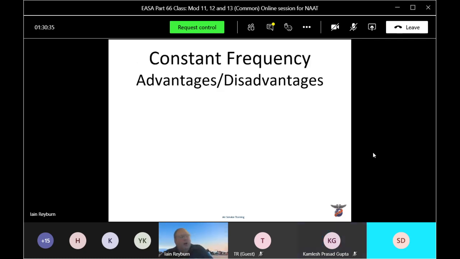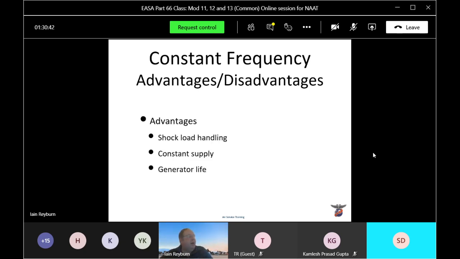So we'll look at the advantages and disadvantages of a constant frequency system, but we're now looking more at a parallel system. The advantage is it can handle shocks and big power draws. We'll always have a supply from the synchronizing busbar. And if all the generators take an equal amount of load, the life of the generators can be increased.